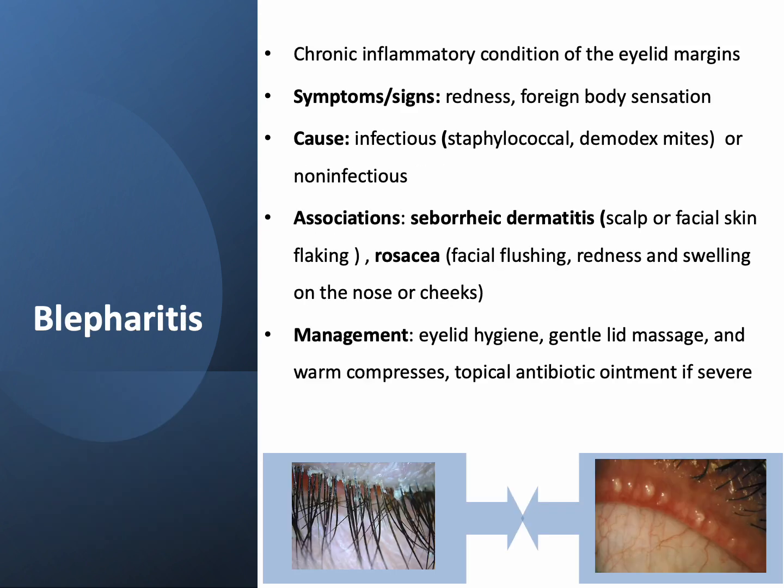Blepharitis is also a common condition. It's a chronic inflammation of the eyelid margin. It can be anterior or posterior blepharitis. The patient comes with redness, foreign body sensation, and sometimes tearing. Causes can be infectious or non-infectious. Infectious, the most common is Staphylococcus aureus, and other causes include Demodex mites. Non-infectious causes can be associated with seborrheic dermatitis, so you should examine the scalp and facial skin for flaking. And it can also come with acne rosacea, which can have facial flushing, redness, and swelling of the nose and cheeks.